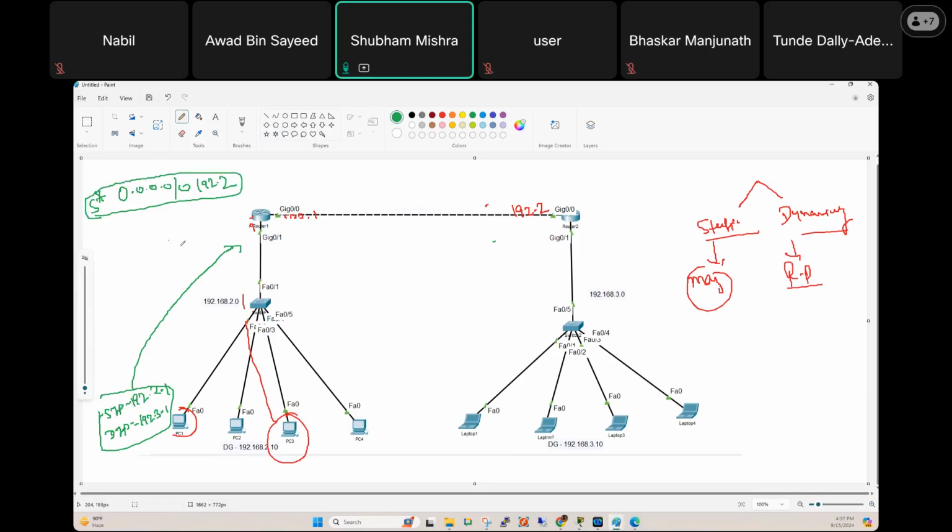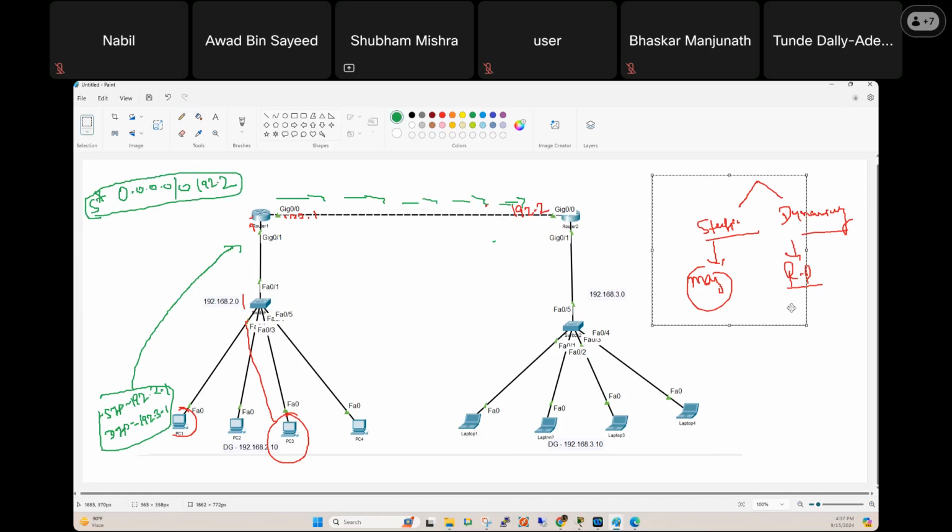Yes or no? Yes. What will this router do? It forwards your packet towards here, right, everyone? Yes or no? Yes. Now, when this ICMP packet reaches the router, if you remember from the first class, I told you that the router performs some modification in that ICMP packet, and then forwards it towards the destination. Yes or no?